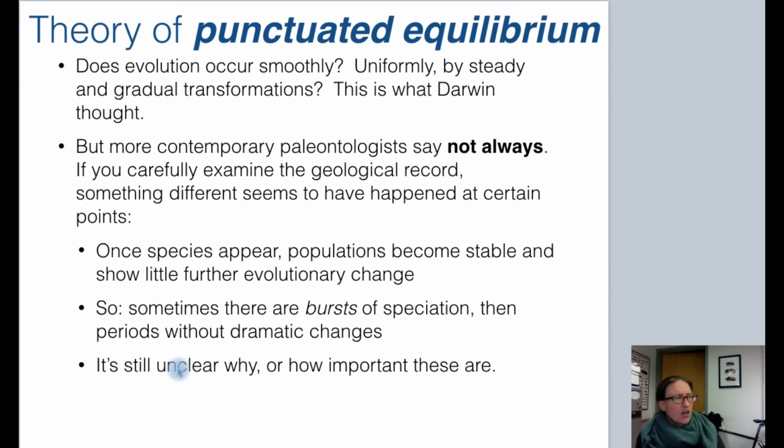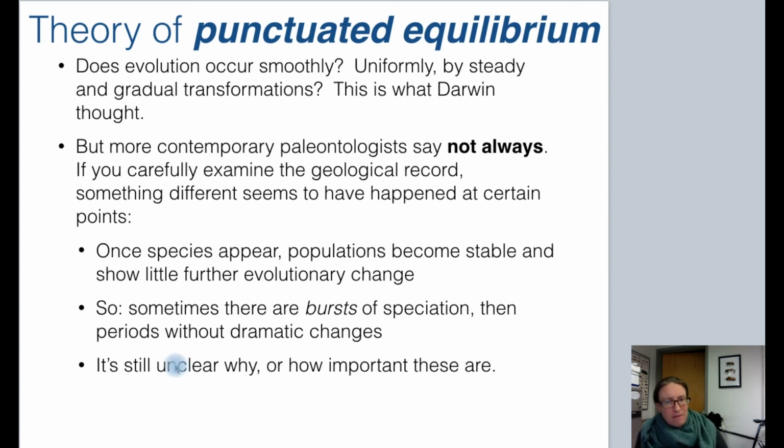One of them is, does this process of evolution just generally occur smoothly and uniformly by very steady, gradual transformations? That's actually what Darwin originally thought for the processes that he was proposing. But when we look at the fossil record, we don't always see patterns that look smooth, uniform, and gradual. So instead, it seems like something different has happened at certain points.